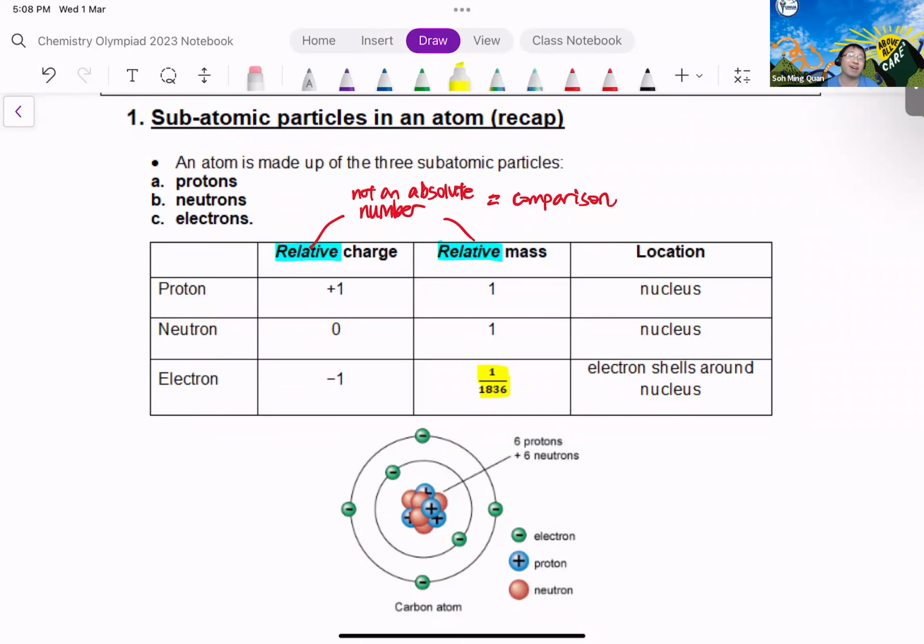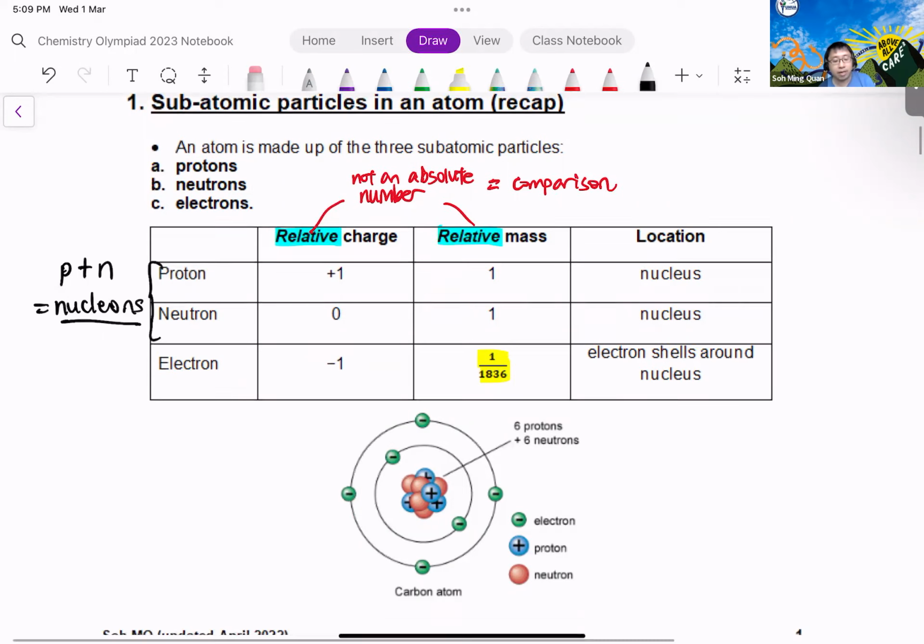So the protons and neutrons are found inside the center called the nucleus. And that's why collectively, the protons and neutrons are called the nucleons. Nucleons means the particles inside the nucleus. So what is inside the nucleus? There are only two types of particles: protons, neutrons. So protons plus neutron is called the nucleon. On the other hand, your negative electrons are found in the electron shells around the nucleus. So this is a quick recap of what you have done in Sec 3, Term 1 under atomic structure.